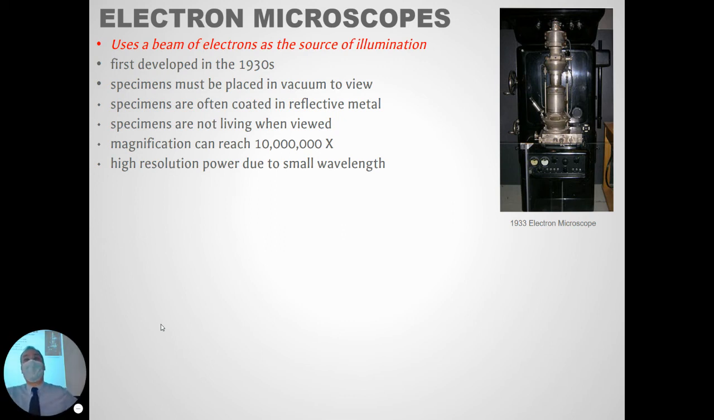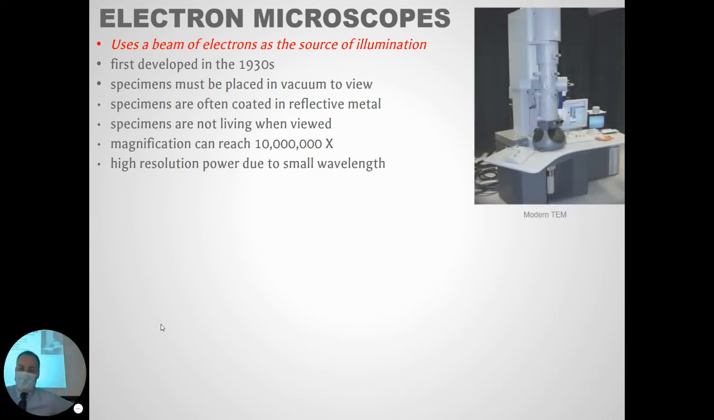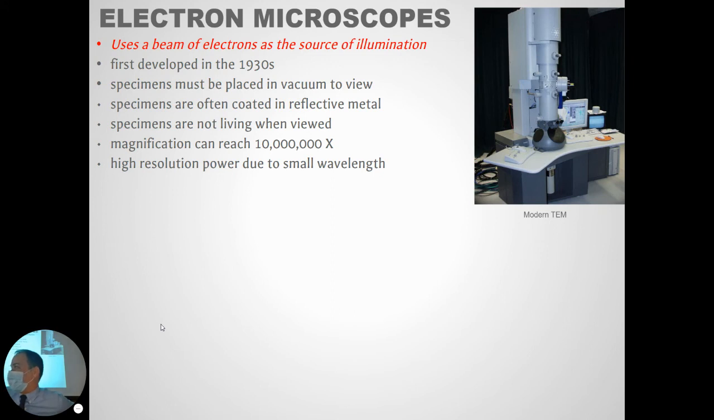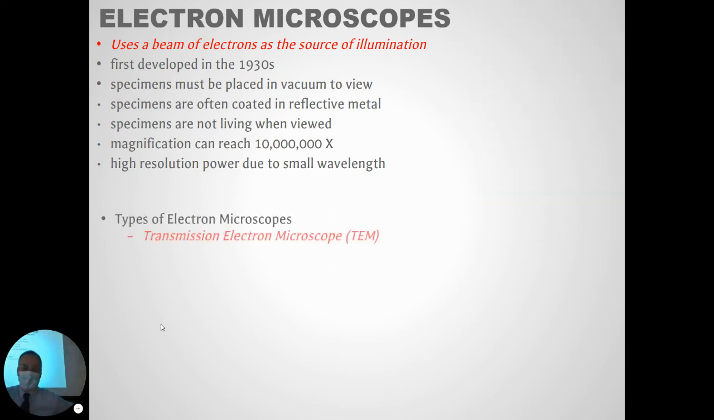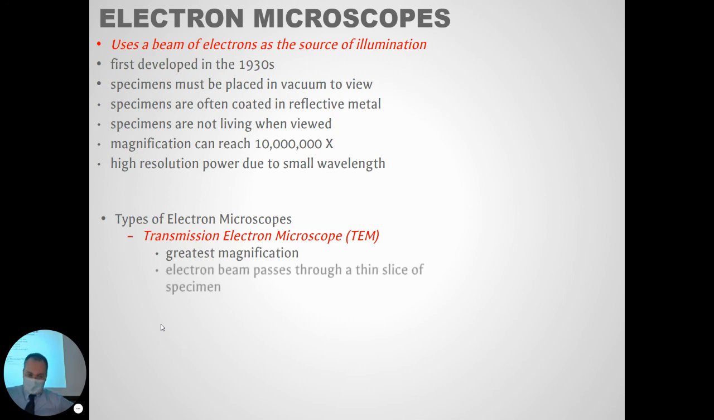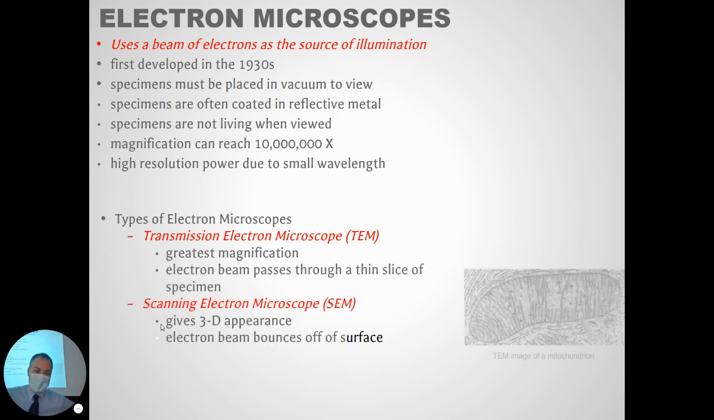An electron microscope, instead of using visible light, uses a beam of electrons to make an image. These were developed in the 1930s, and you could get an amazing level of magnification using an electron microscope. You can get up to millions of times magnification. It has very high resolution. Here's what a modern electron microscope looks like. There's a couple types, and they work in sort of different ways.